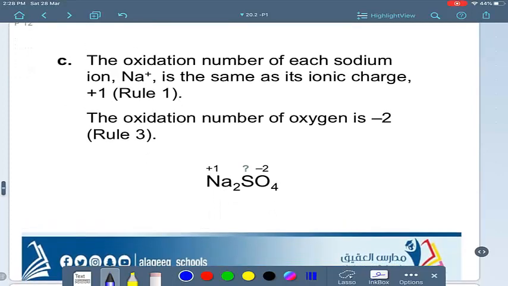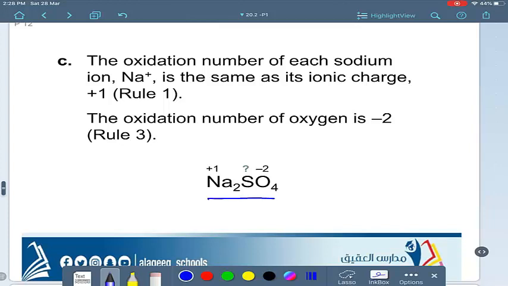Let's move to the next example. Here we have sodium sulfate, Na2SO4. The first rule here is rule 1, related to sodium metal. Because it's in a compound, its oxidation number is the same as its charge, so it's +1. And we have to apply rule 3 as well, related to oxygen. Oxygen here is not a special case, so it's -2.